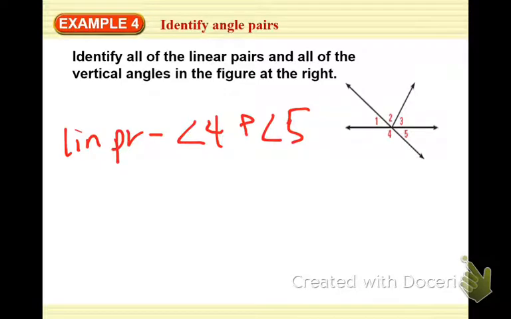There's another one in this picture. What do you think it is? 2 and 5? No, because 3 is a part of that, making that line. You have to think about, when you say 180, you got to go this way, not just straight across. This ray and this ray form a line, but 3 is a part of that angle. Yes, 1 and 4. Angle 1 and angle 4 are also a linear pair.